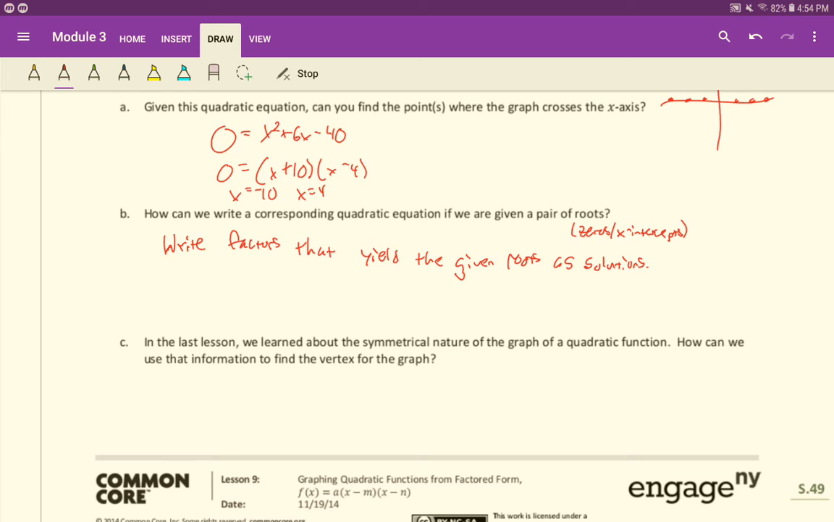In the last lesson, we learned about the symmetrical nature of the graph of a quadratic function. How can we use that information to find the vertex for the graph? So we know that since we have the roots, find the midpoint of the roots to find the x-coordinate of the vertex.